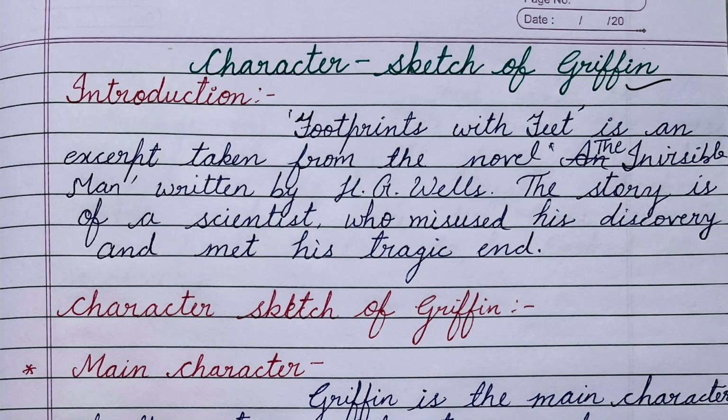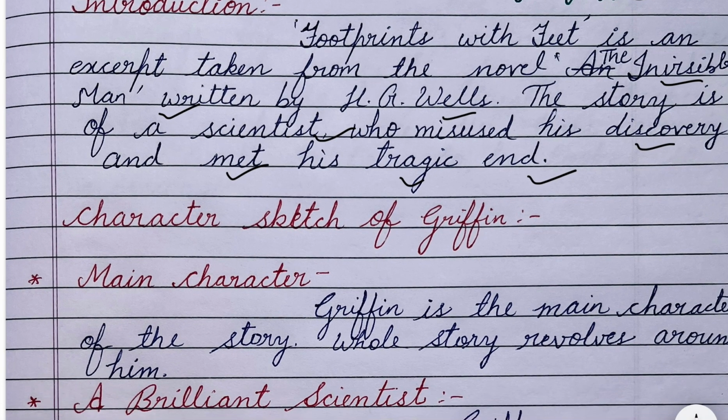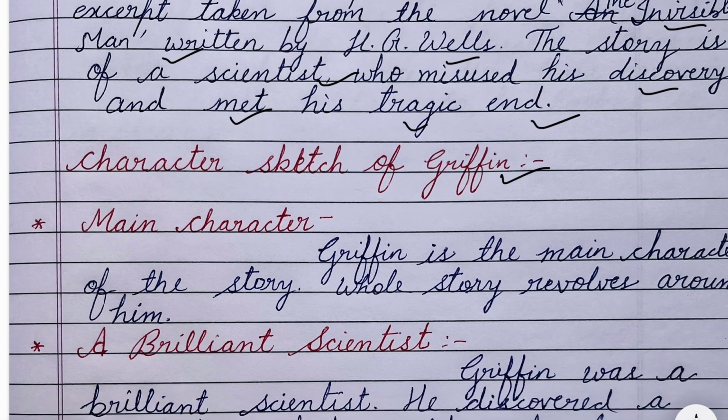Character sketch of Griffin. First of all, as I already told you, we need to mention the introduction, that is the general sentences related to the chapter or the story. So here it is. Footprints Without Feet is an excerpt taken from the novel The Invisible Man, written by H.G. Wells. The story is of a scientist who misused his discovery and met his tragic end. So these are the general lines you can use in any questions related to this chapter. Next one is the character sketch of Griffin.